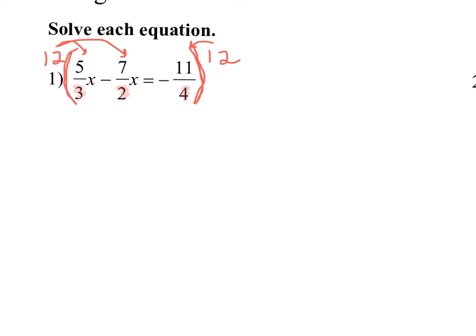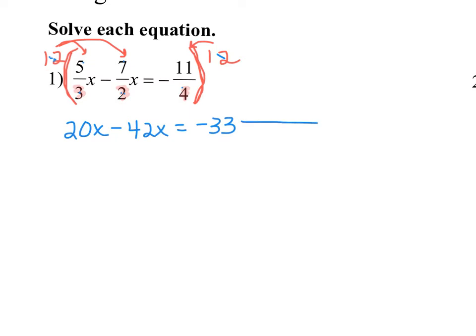I picked that 12 because 3 goes into 12. 3 goes into 12 evenly, goes in 4 times, and 4 times 5 happens to be 20. That's 20x. 2 also goes into 12. 2 goes into 12 6 times. 6 times 7 is, that would be a minus 42x. On the right-hand side, same thing. 4 also goes into 12, goes in 3 times. 3 times 11, minus 33.